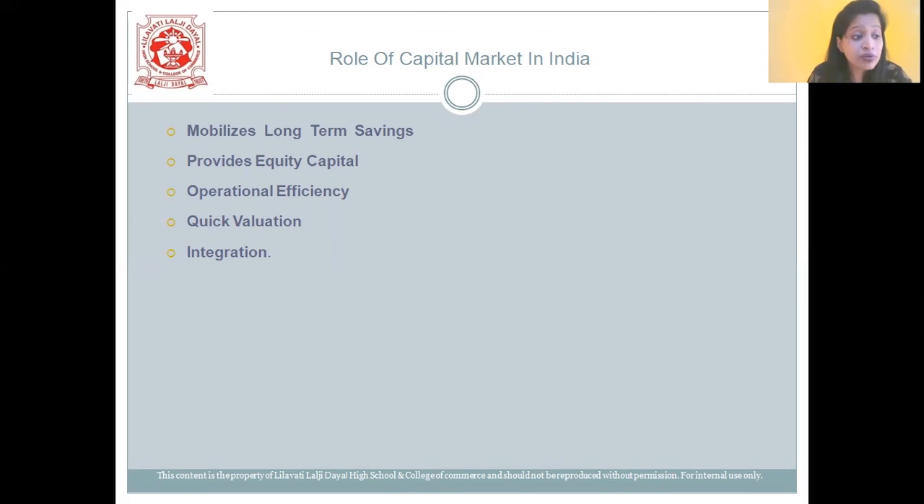Last one is integration. Capital market, students, leads to integration of the real and the financial sectors, of equity and debt instruments, of domestic and external funds. So it leads to integration of all the funds. So these were the roles of capital market in India. Let's have a quick recap. Mobilizes long-term saving. Next you have provides equity capital. Next you have operational efficiency. Then you have quick valuation, and in the end you have integration.